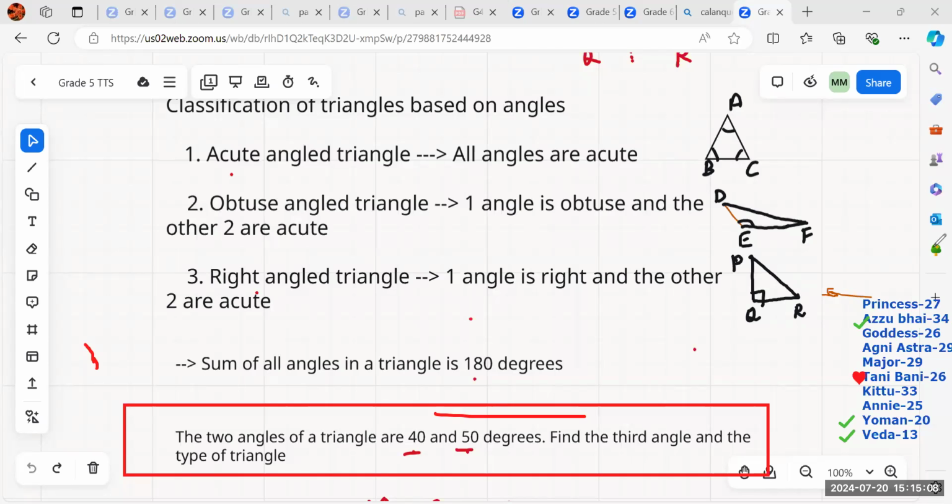Guys, there are two questions. Find the third angle and the type of triangle also. So Azu bhai, Veda, you gave one answer, beta. Marks will also be half.